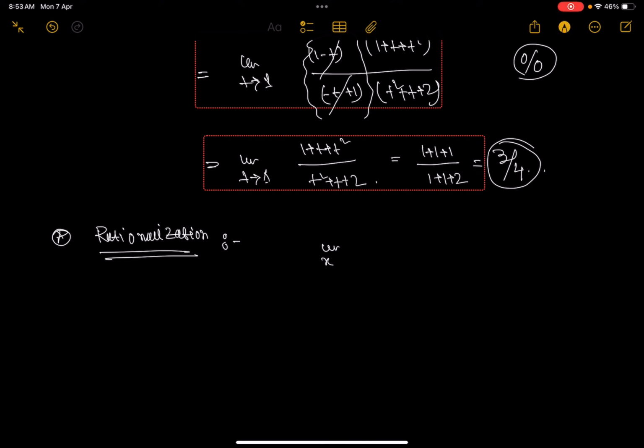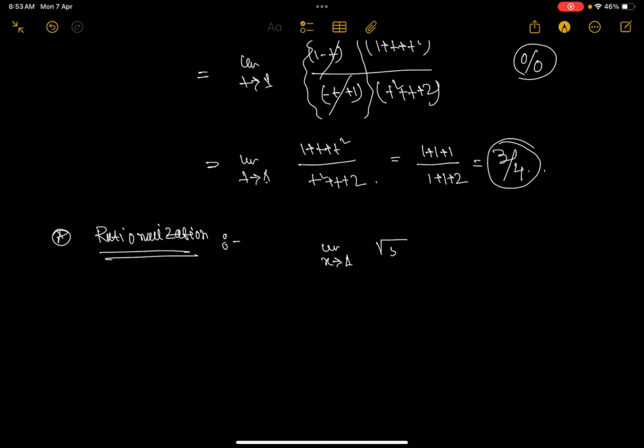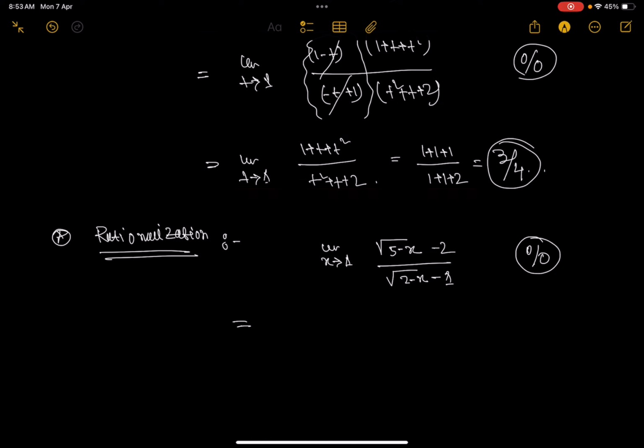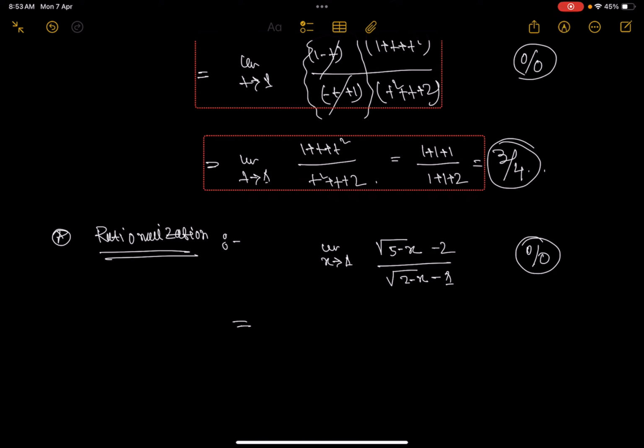Limit x tends to 1, square root of 5 minus x minus 2 by root of 2 minus x minus 1. This is the given problem. What is the first criteria? Put value 1. If we put value 1, this goes to 0 by 0 form. Then this is indeterminate form. So we use rationalization.